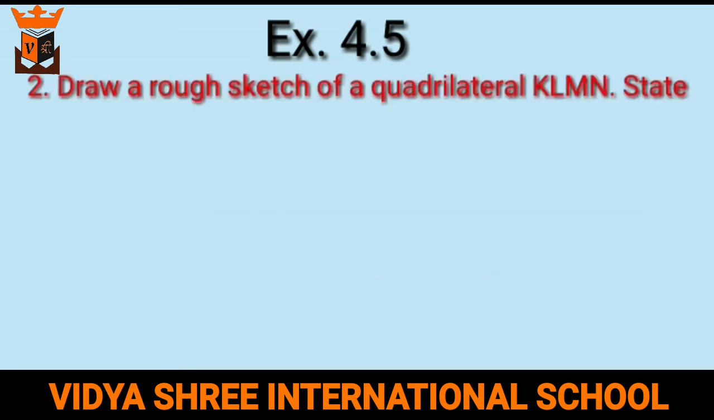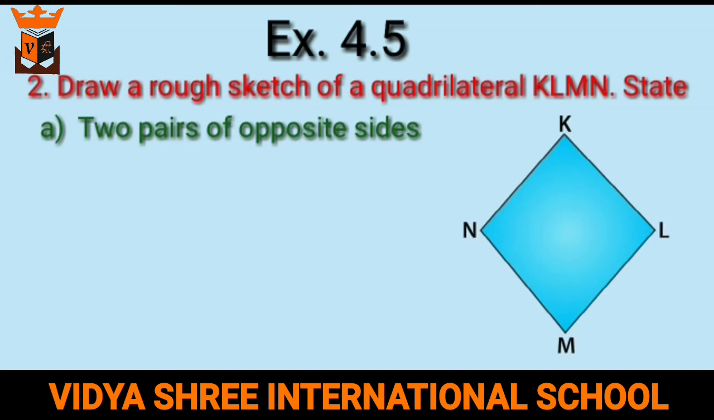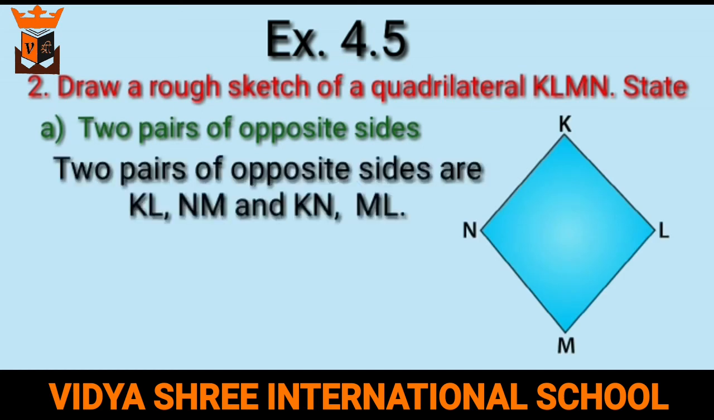Question number 2 is, draw a rough sketch of a quadrilateral KLMN and state. First part is, two pairs of opposite sides. So in this quadrilateral KLMN, two pairs of opposite sides are KL and NM, and KN and ML.